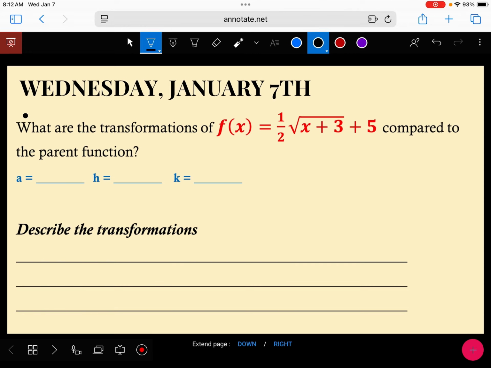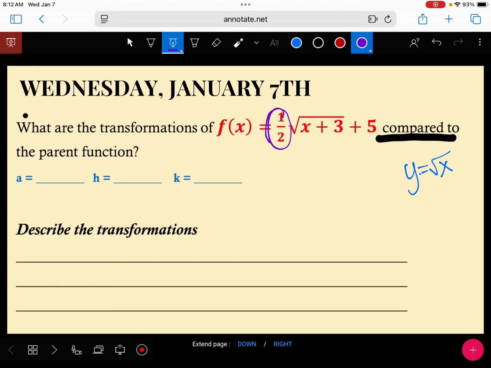We are identifying the transformation. So this is my function. I need to figure out how it is different compared to the parent. The parent is y equals square root of x. All right, so what do we have in front?